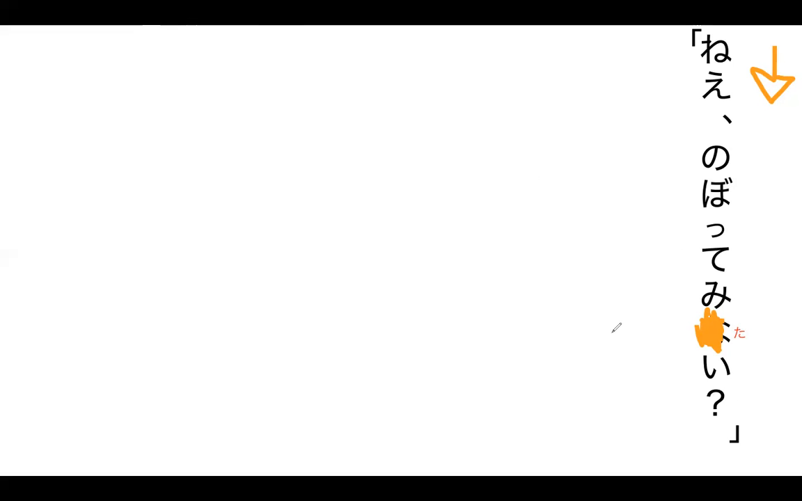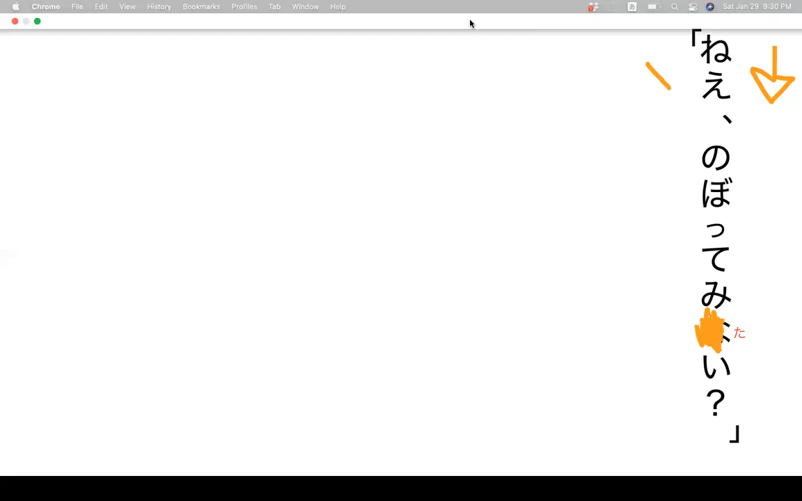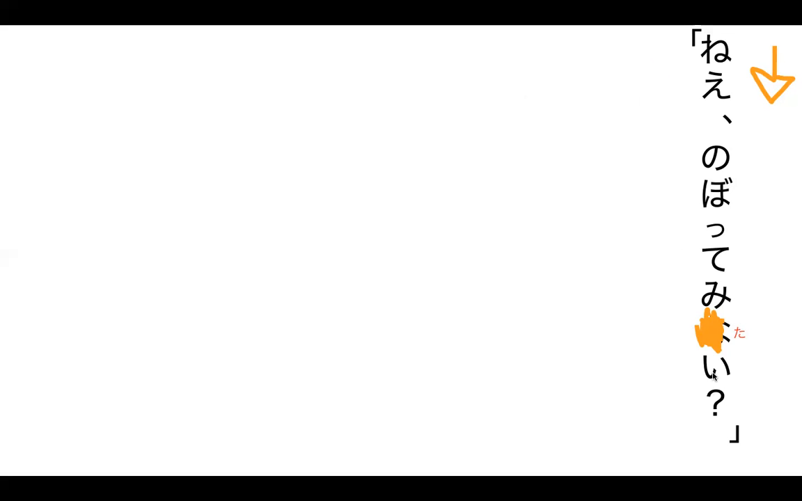Nobotte mitai. So like, hey, did you climb the rope ladder? Good idea. Depending on the context, that could be what this means. The author has dropped off, well, theoretically Annie has dropped off the subject. So you'd probably use something like nobotte mitakatta, like did you try, in past tense somehow.